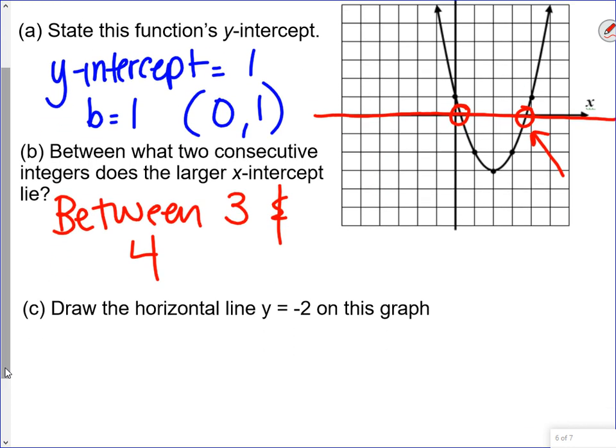How do I draw the horizontal line y equals -2? Which way is horizontal? Uh-oh, we forgot. Which way is horizontal? Save the eye rolls for somebody else. Not me. Y equals -2.